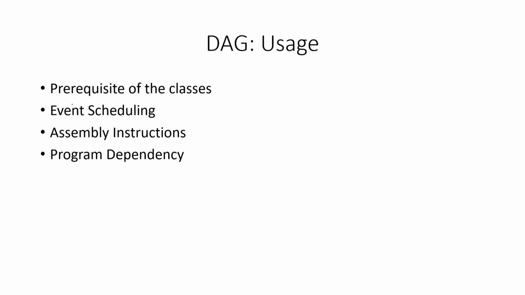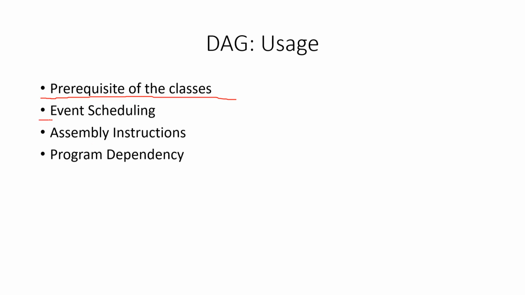For example, prerequisites of classes. As you know, there are many classes that you can take, and in order to take some classes, you need to finish some other classes. For example, let's say that you want to take object-oriented programming, and in order to take object-oriented programming, you need to take the programming classes, right? So one class depends on another.